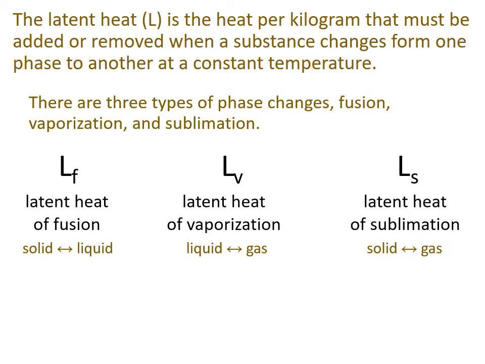Not too common, but we know it does occur because living here in Saskatchewan, we see snow on the highway. And even though the temperature may not go above 0, the roads eventually clear because the solid snow slowly moves into the gas phase.